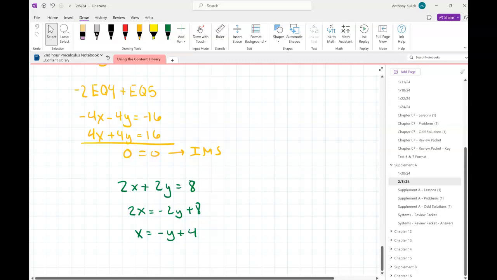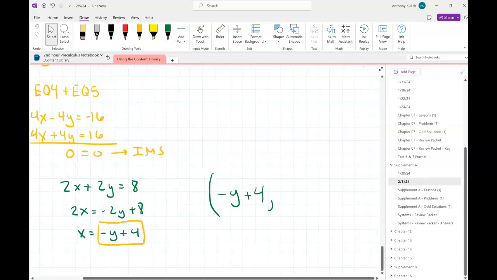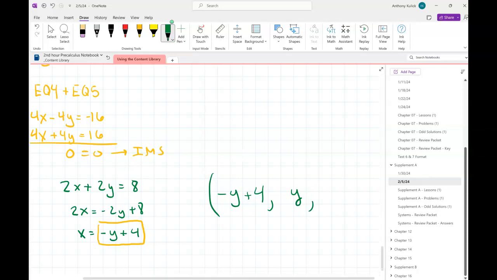So what I have right now is part of my solution. My x I'm going to write as negative y plus 4. Because I've written my x in terms of y, my y is just going to be itself, y. It's like the independent variable in a function.